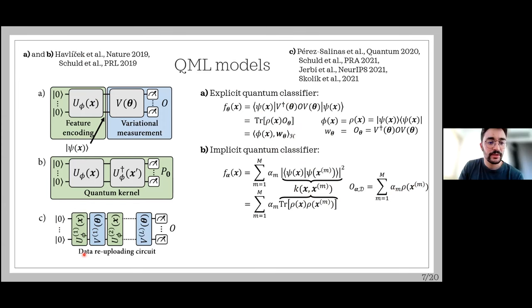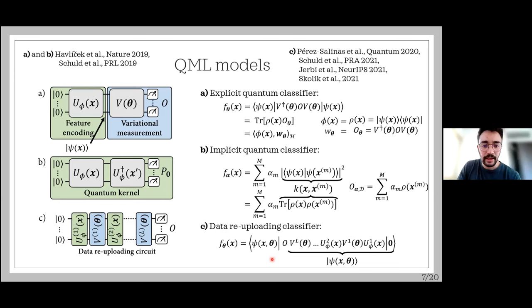But people in the meantime also looked into something that is a bit more general than the explicit model, which is the data re-uploading model, which I think most of you are already familiar with. And the idea here is you don't have any more one layer of feature encoding followed by variational processing and measurement. You instead have an alternation between several layers of encoding and variational processing, encoding and variational processing, which seems to be way more general than what you get from here, and kind of kills automatically the expression as a linear model, right? Because you cannot straightforwardly commute all the encoding in the first part and all the variational processing and measurement in the second part, and then getting an expression of this form is quite hard.